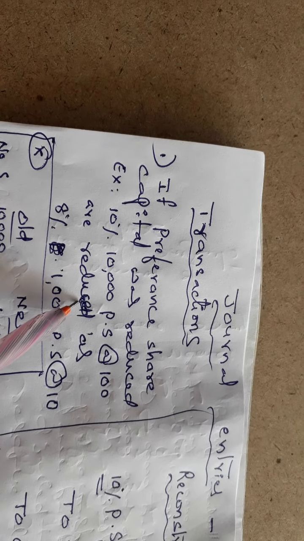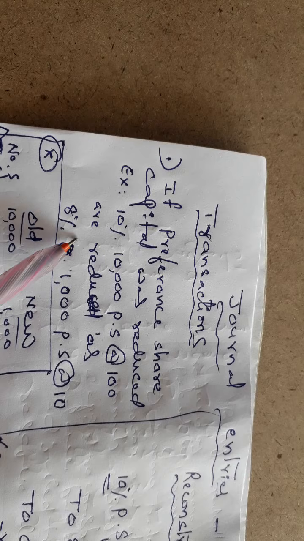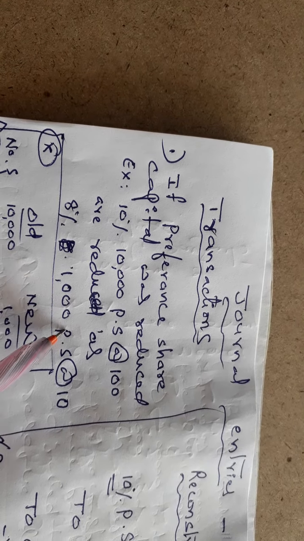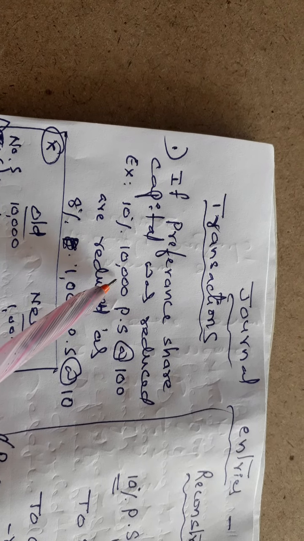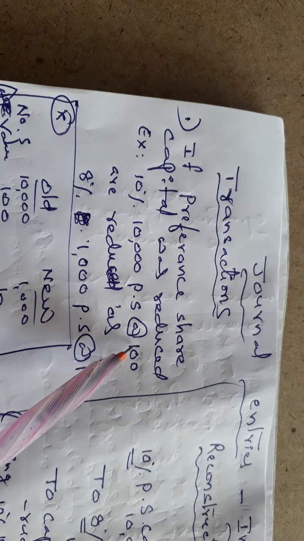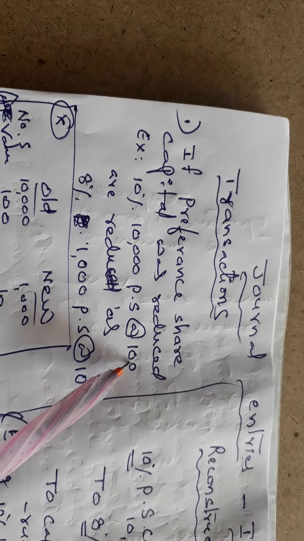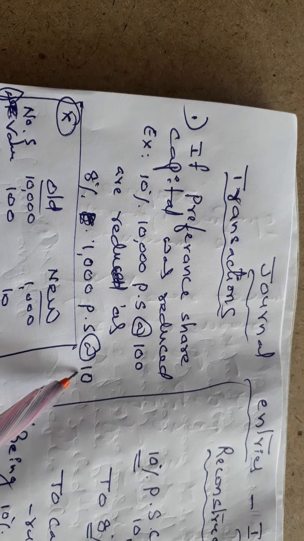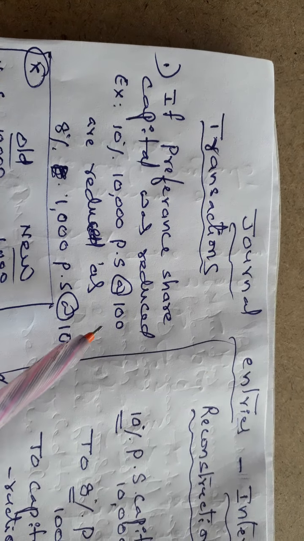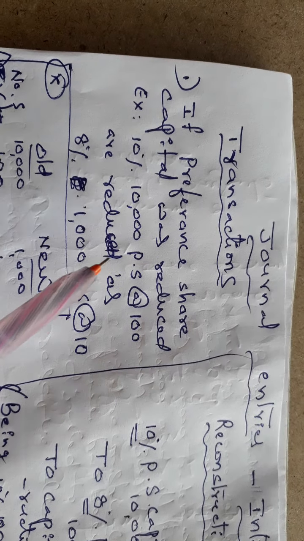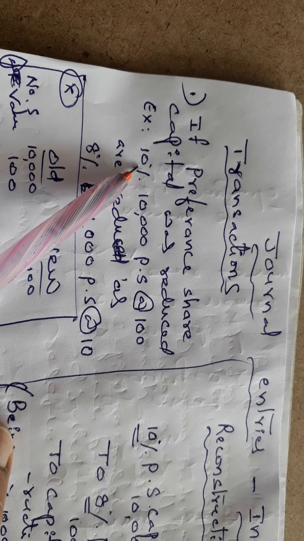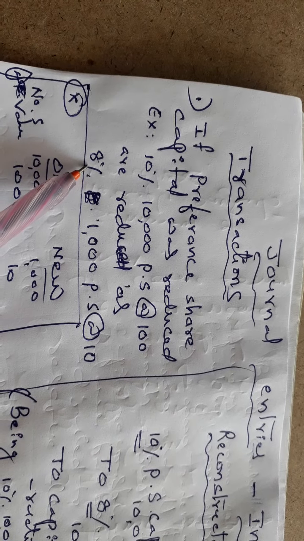Now they have decided to reduce to an 8% rate of dividend, and the number of preference shares from 10,000 to 1000. The old value of each preference share is 100; now they have decided to reduce it to 10 rupees. Old number of shares 10,000, new number 1000. Old rate of dividend 10%, now converted to 8%.